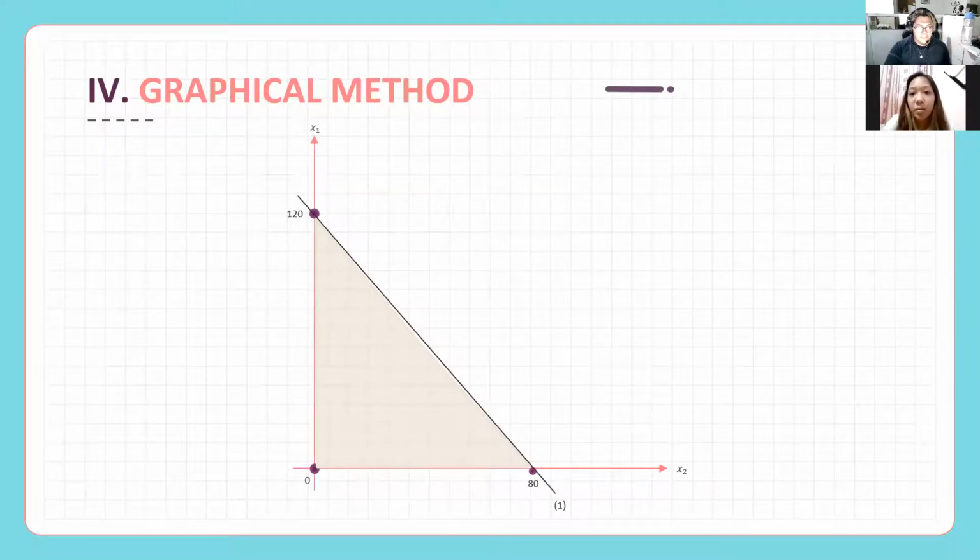For the graph of step 1, plot the straight line of number 1. So this line is x sub 1, and here is x sub 2. Sorry, there was an error. Then plot the 0 and 80, and then the x sub 2 at 0 and 120. Then we just form a straight line to get the graph.